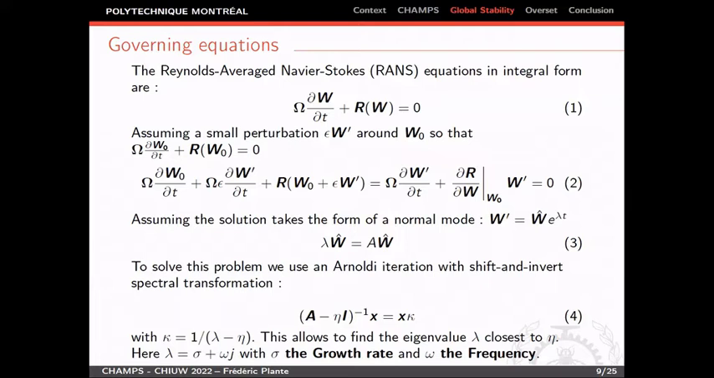Now, solving this eigenvalue problem is quite challenging because the matrix A in our case, which is the Jacobian of our Reynolds-Averaged Navier-Stokes equations, is a very large matrix, which can be of a size of a few hundred million to a billion. So solving this problem is very costly. To do this, we use an Arnoldi iteration with a shift and invert transformation. This is a method that allows us to target specific regions of the complex plane where our eigenvalues are located. And because it is an iterative method, it reduces the memory requirement to solve the eigenvalues.